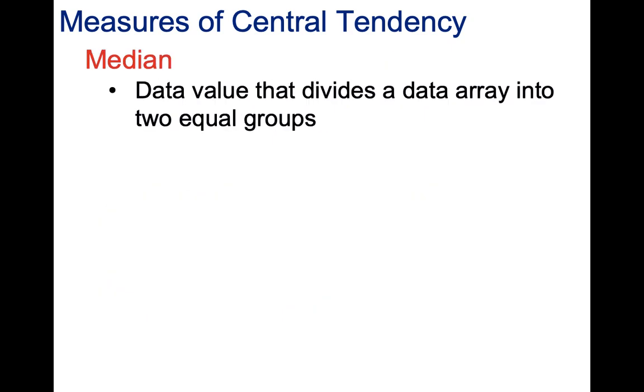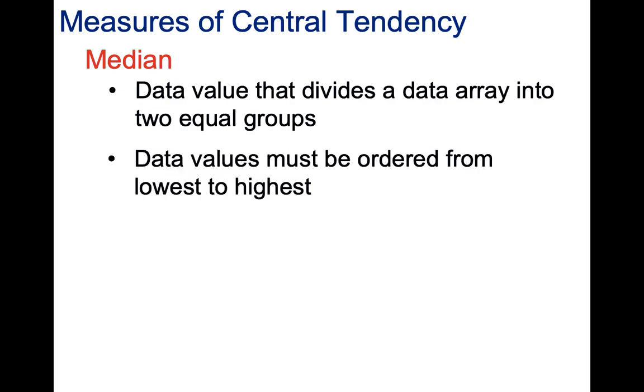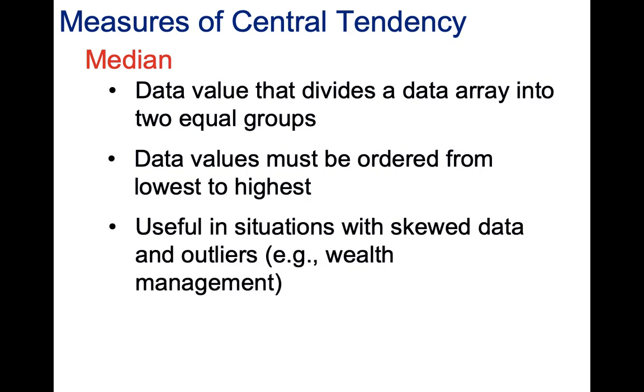Median's a bit different. It says data value that divides a data array into 2 equal groups. In other words, the median is like, well, let's find the very middle of your data and draw a line through it, is the general idea. Data values must be ordered from lowest to highest in order to figure out what the median is. And this is useful in situations with skewed data and outliers. So if you have that situation with a test, then a median might be a better way to understand my students' grades than the mean or the average.